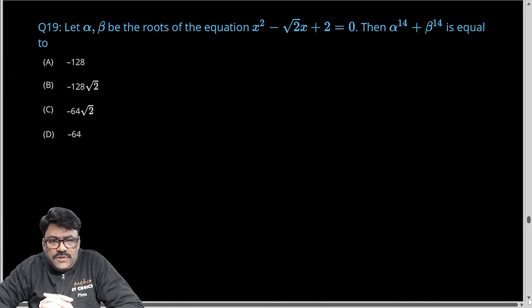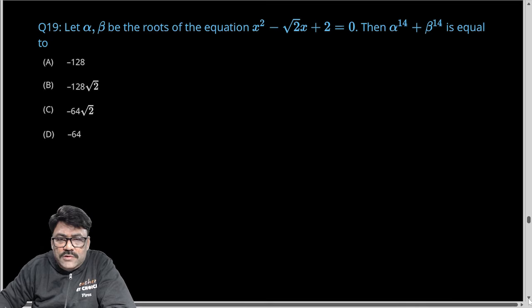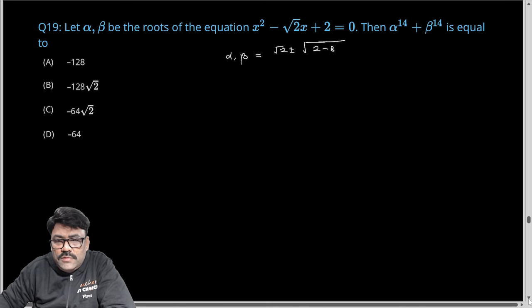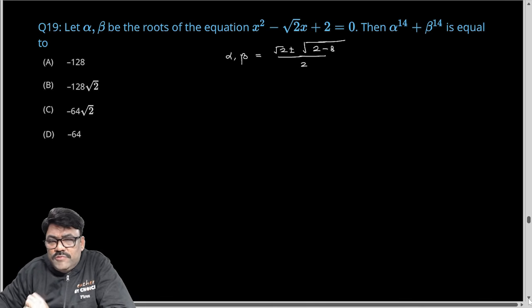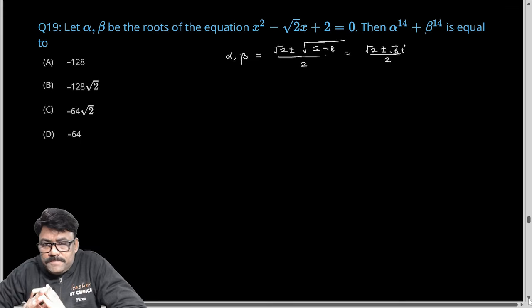See this question. It's based on quadratic, and some complex number will also be used. Alpha, beta are the roots of this quadratic. So let's find the roots first, using quadratic formula. Minus b plus minus under root b square minus 4ac by 2a. So it is root 2 plus minus root 6 iota by 2.